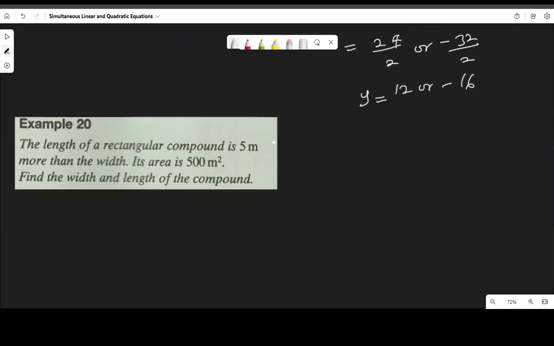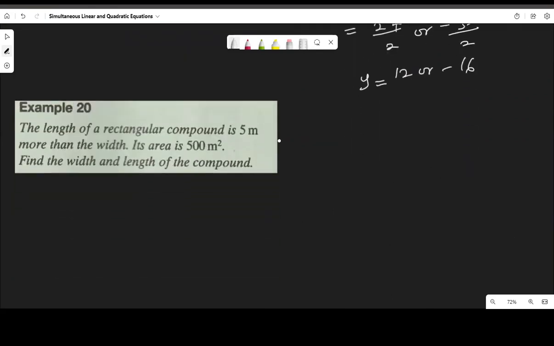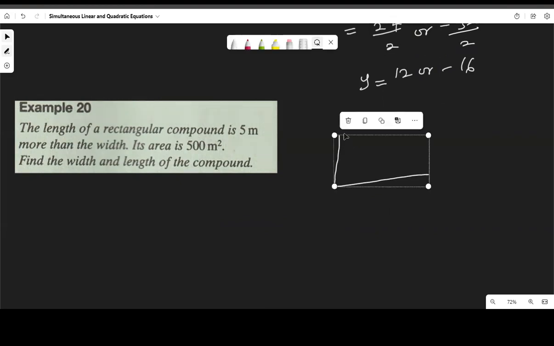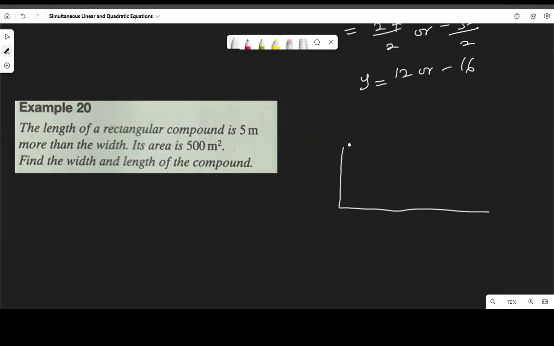Then you say the length of a rectangular compound is 5 meters more than the width. Its area is 500 meters square. Find the width and the length of the compound. Questions like this are better solved by drawing the shape in question. Let's try and draw the rectangular compound.